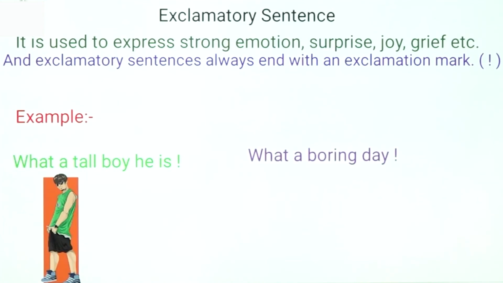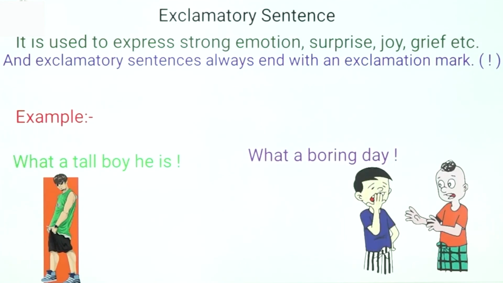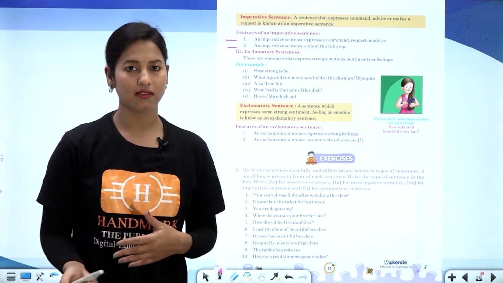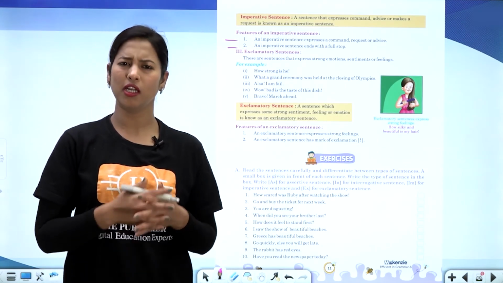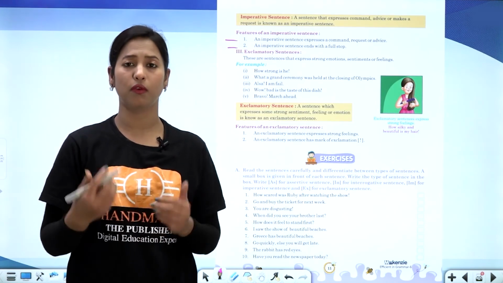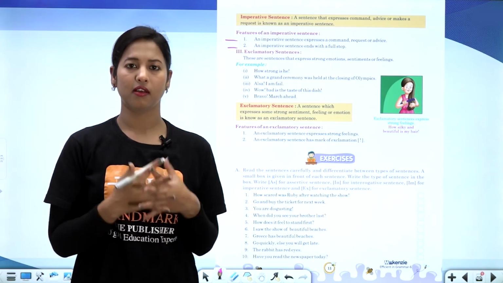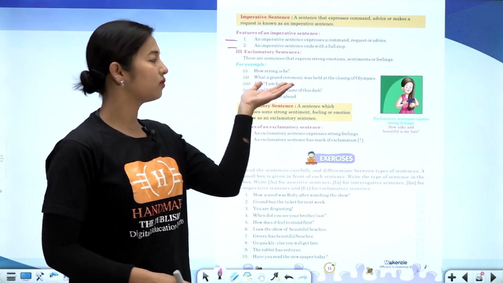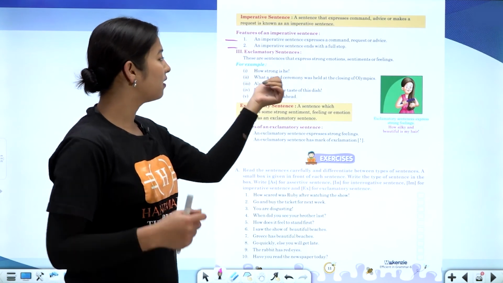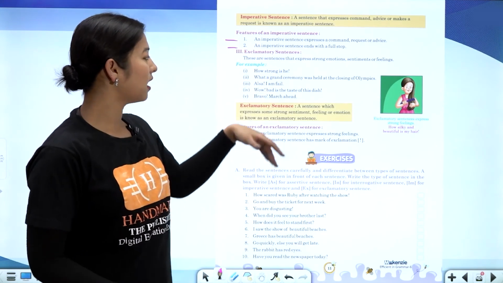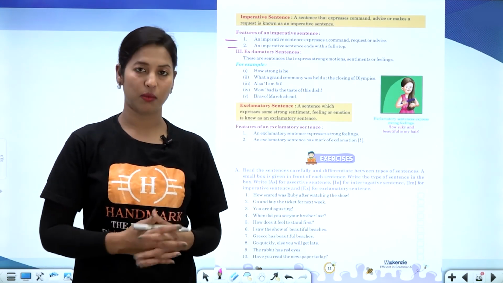Second sentence we have is: what a boring day! We can see this sentence is also ending with an exclamation mark. That's why it is also an exclamatory sentence. So students, we know that exclamatory sentences are sentences that express any sudden kind of emotion. Any kind of emotion, that can be anger, fear, shock, surprise, or anything like that. Now here we can see examples. How strong is he! What a grand ceremony was held at the closing of the Olympics! And all these examples are ending with an exclamation mark.